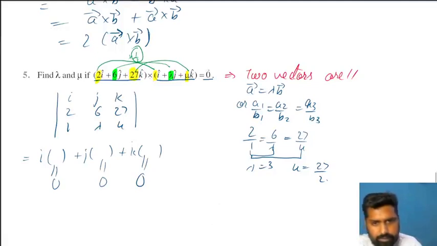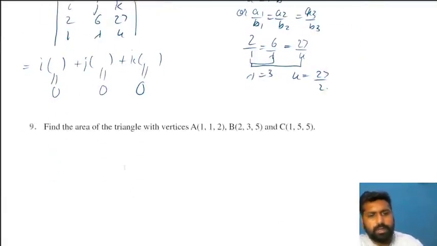All right, this is done. Let's look at the next question. Next question, slightly lengthy again, pretty much the conventional sense of question. It gives you 3 vertices A, B and C, and is asking for the area of the triangle.